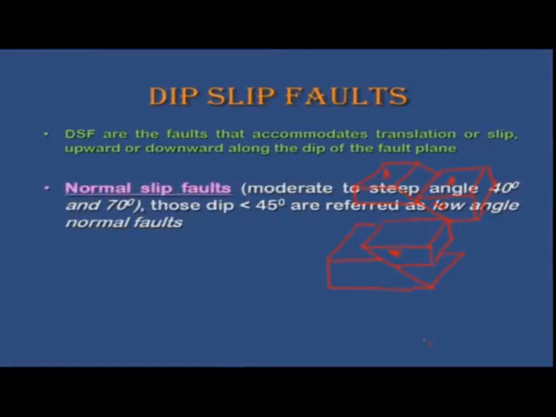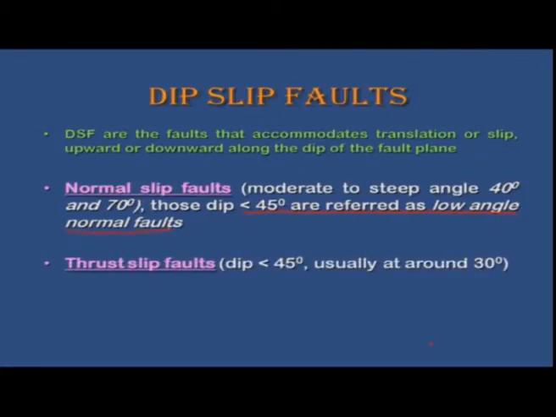So one classification of the dip slip fault is your normal fault, and normal faults can be of different angles, which can vary from say 40 degrees to 70 degrees, and those which have a dip less than 45 degrees are referred to as low angle normal faults. Similarly, we have thrust faults also. Now, normal faults are usually seen in an extensional tectonic environment.